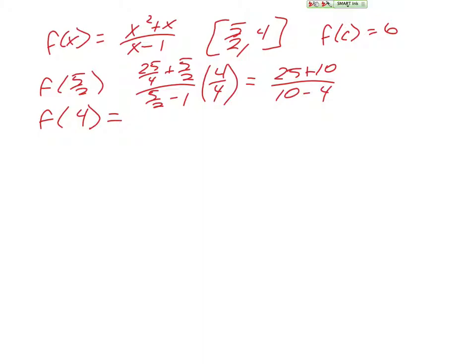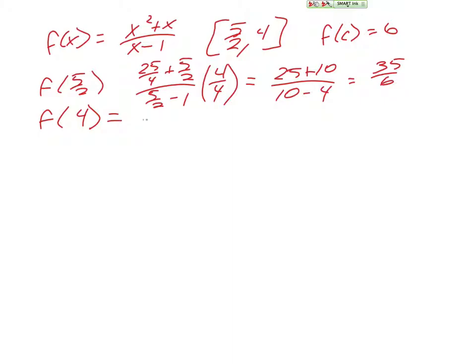Okay, when I take 4 times 25 over 4, what happens? The 4's cancel and it stays 25. When I take 4 times this, 4 reduces and gives me 2. 2 times 5 gives me the 10. On the bottom, same thing happens with this 5 halves. Gives me the 10, and then 4 times 1 gives me 4. So we end up with 35 over 6.